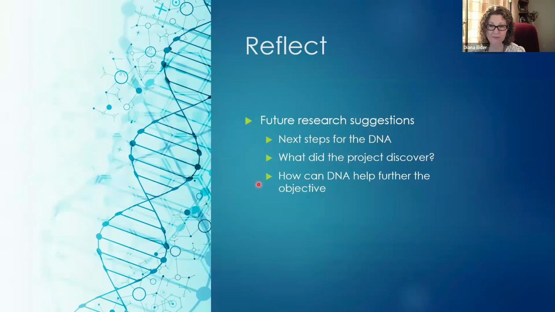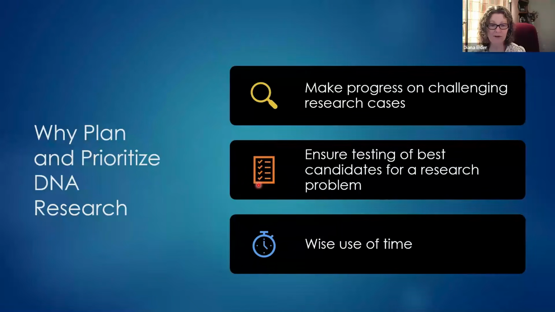Good time to reflect. So remember the reasons why we might want to plan and prioritize DNA research instead of just clicking around and looking at matches: it can help us make progress on those challenging cases. And it's making sure we're getting our testing done of our best candidates for a research problem. One of my goals is to go back to my project tracking sheet and make sure I do have someone tested for all of my lines. So this has been a good reminder for me that I have got some things I need to work on.